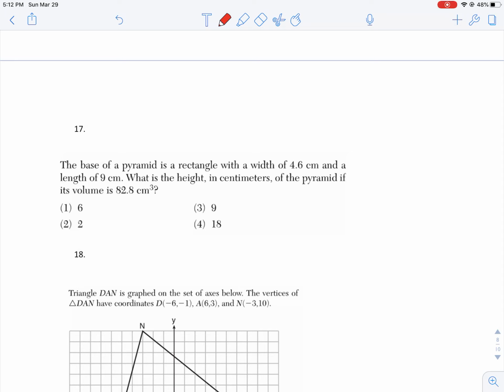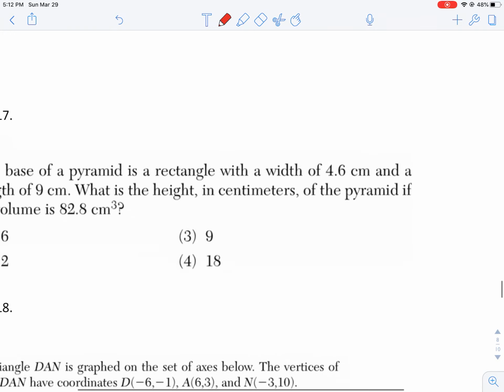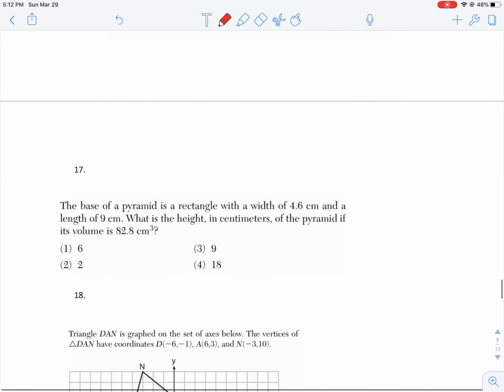Number 17 says the base of a pyramid is a rectangle with a width of 4.6 centimeters and a length of 9 centimeters. What is the height in centimeters of the pyramid if the volume is 82.8 centimeters cubed? In this one they've already given us the volume, so it's our job to determine the height. So we've got to remember, the base of a pyramid is a rectangle. That means, oops, that's not good.